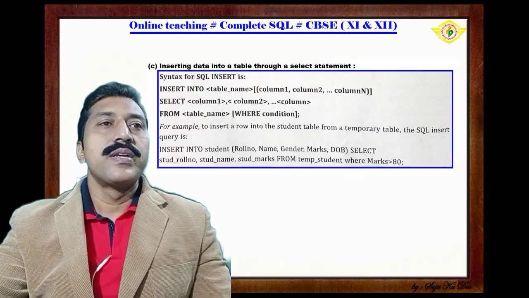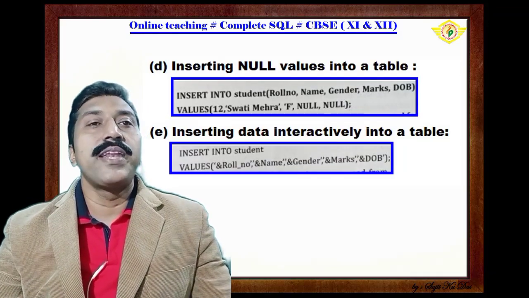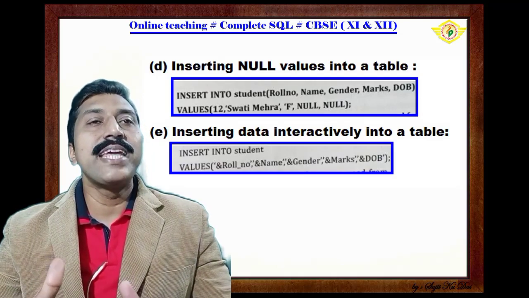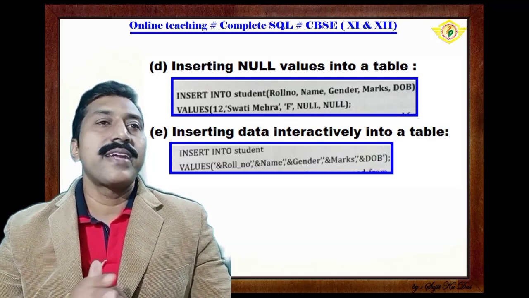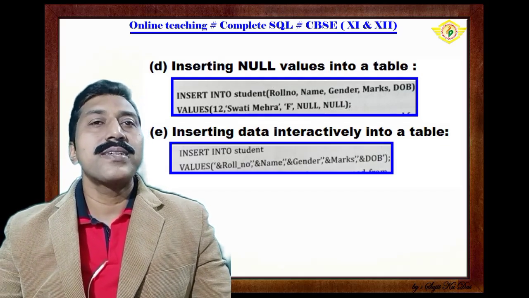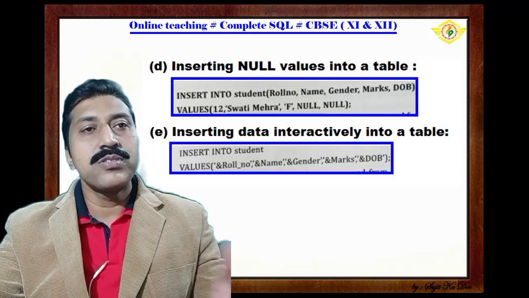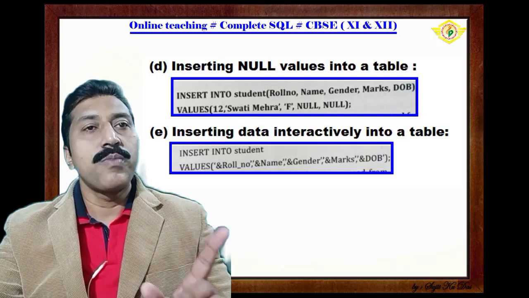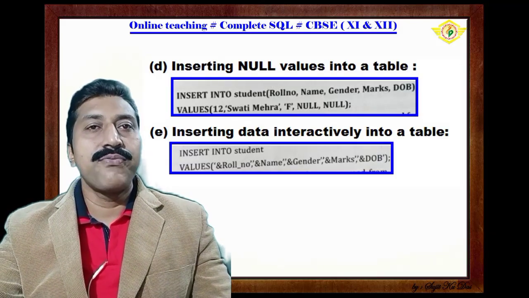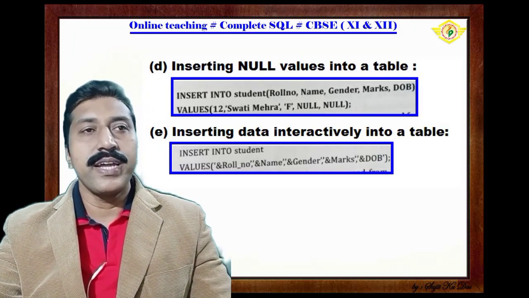Okay. Next, inserting null value in your table. We can also give the null value. How? Means nothing. We don't want to put any value there. We don't want to enter any value. Insert into student, roll number, name, gender, marks, date of birth. These are the fields. So when we are entering value, we can write values, bracket start, for roll number 12, for name Swati Mehra, and that is gender F, and marks null we can write. DOB null means no data we want to enter for that.